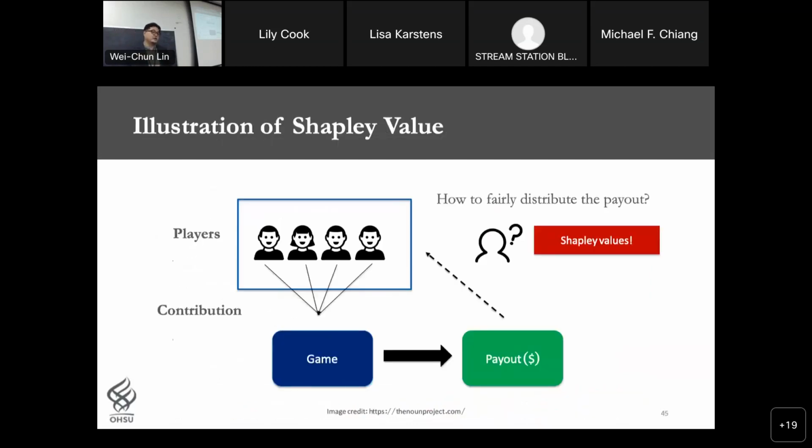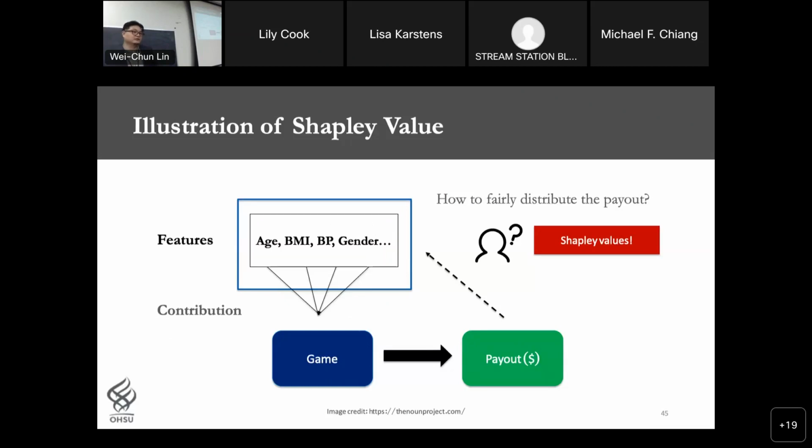Here's an illustration example of the Shapley value. Assume we have 4 players. They work together for a cargo competition, and they get the award and have some payout. The question is, how can we fairly distribute this payout? The Shapley value is used to calculate the marginal contribution for each player, and then we can fairly distribute this payout. This idea is applied to machine learning. In the trained model, each feature works as a player, the machine learning model is the game, and the prediction is the payout. In this way, we can fairly calculate the marginal contribution of each feature for the prediction.